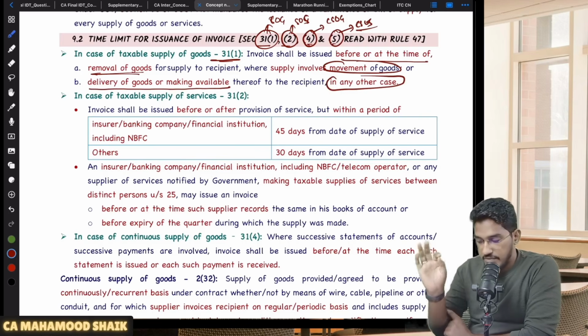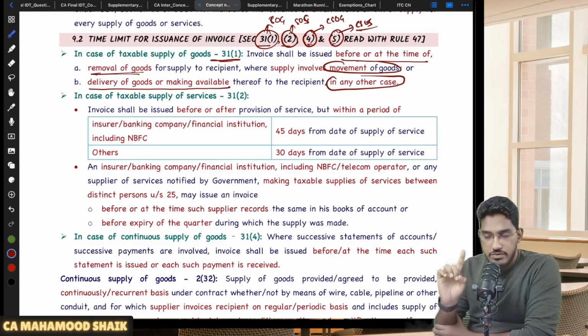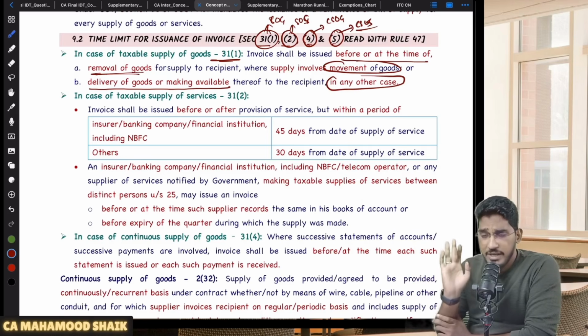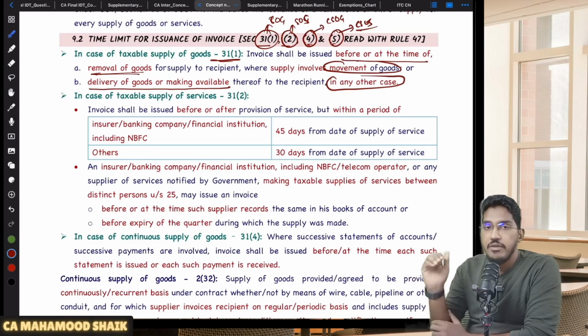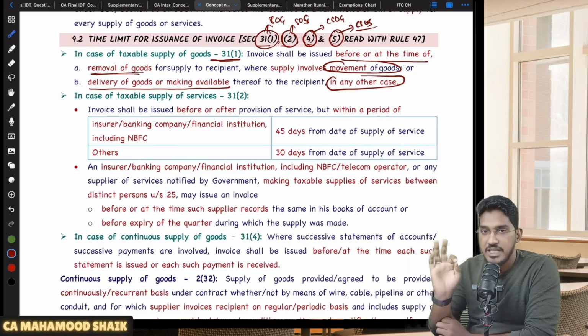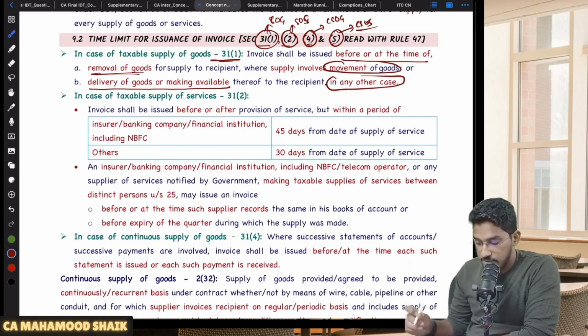So very simple, 31 subsection 1. It talks about the time limit for issuance of invoice in case of supply of goods. If it involves movement of the goods, on or before the removal of the goods. If you are making a supply which does not involve any movement of the goods, on or before the delivery or making the goods available. This is the maximum time limit within which you are required to issue the invoice.